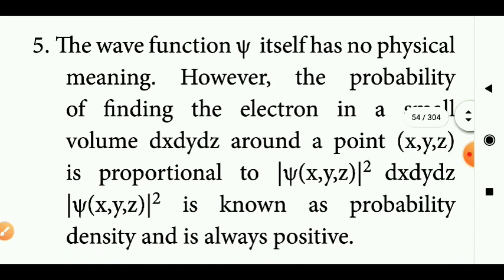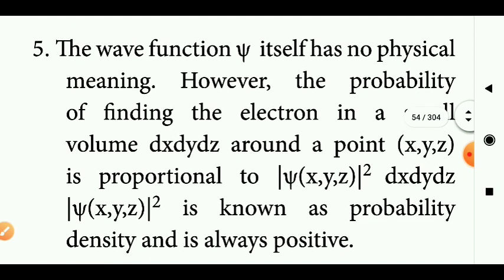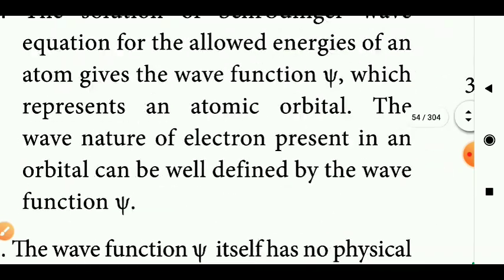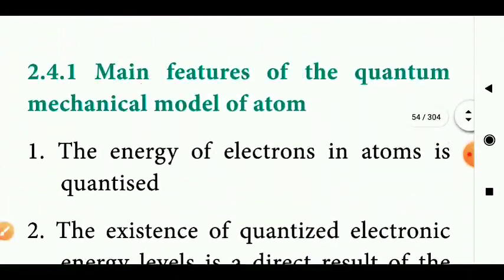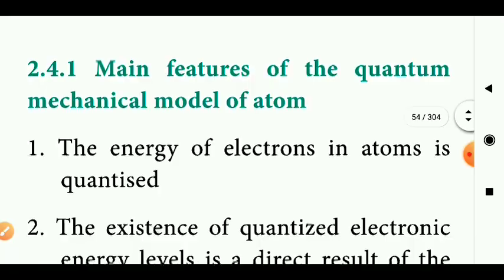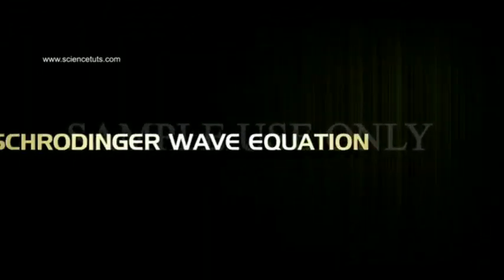The probability of finding electron density, and it is always positive. The value is modulus square of psi of x, y, z. So that's about the main features of the quantum mechanical model of the atom. Schrödinger wave equation.